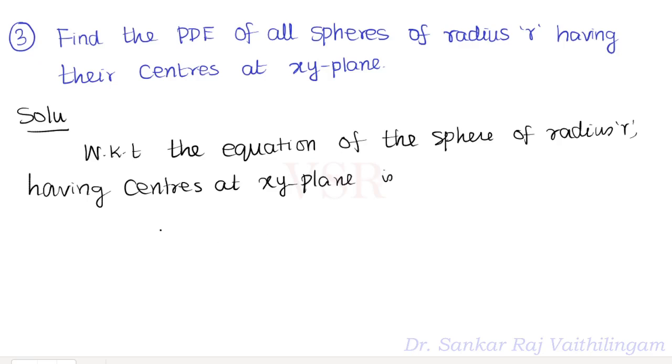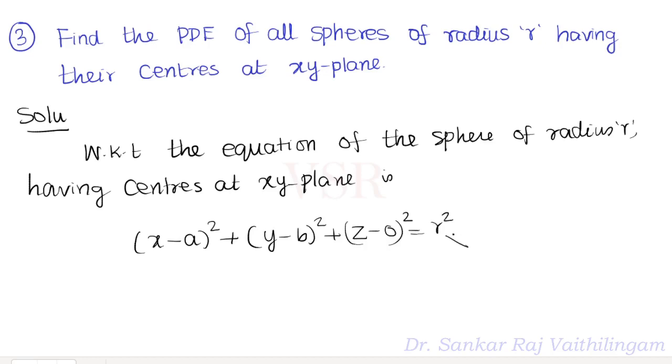is எப்படி எழுதலாம்? That is x minus a the whole square plus y minus b the whole square plus z minus 0 the whole square which is equal to r square. So note that this is fixed. இப்போ find the equation of all spheres of radius 5 அப்படின்னு வச்சுக்கிட்டோம்னா, x minus a the whole square plus y minus b the whole square plus z minus 0 the whole square equal to 5 square. அப்போ இது வந்து fixed.